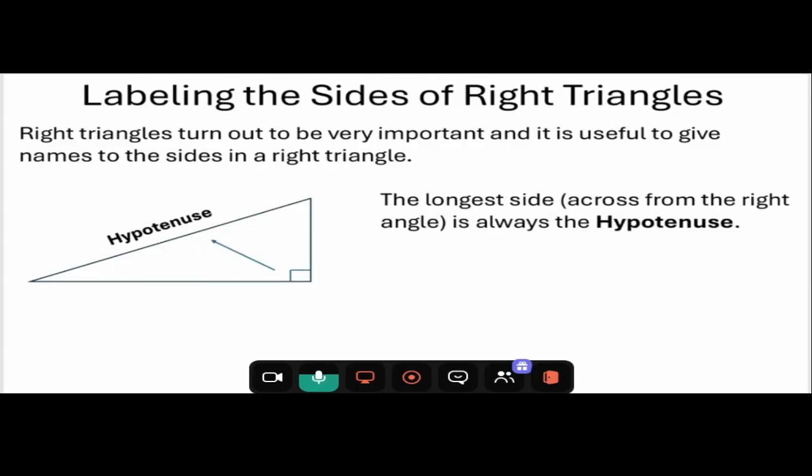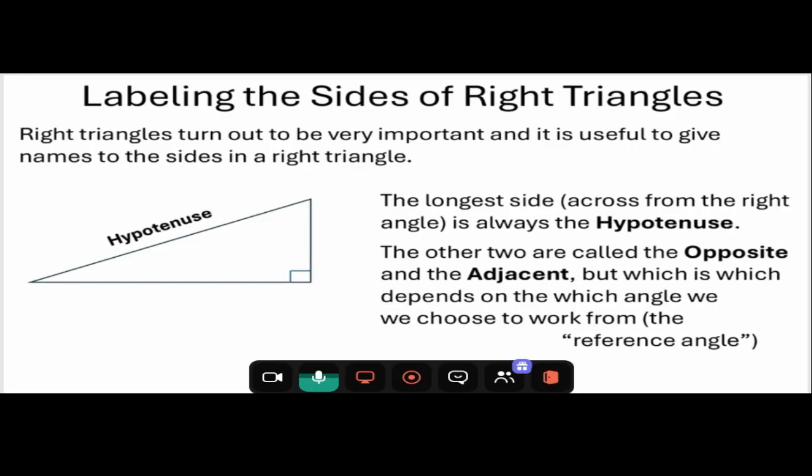So the one across from the right angle, it's probably a word you've heard before, but maybe not. We call the hypotenuse. It's a Greek word for the side across from the right angle. No, I don't know what it means in Greek, if it means anything other than that.